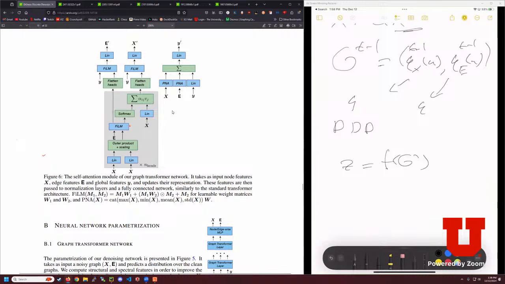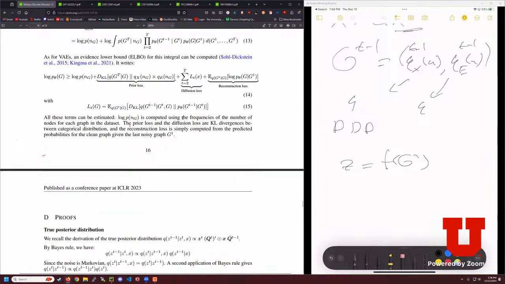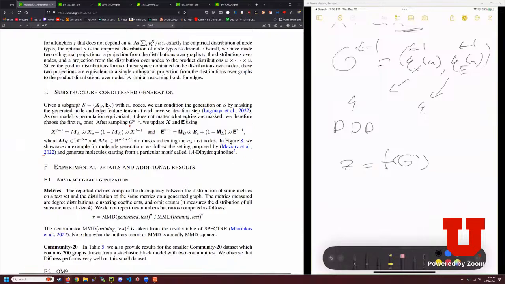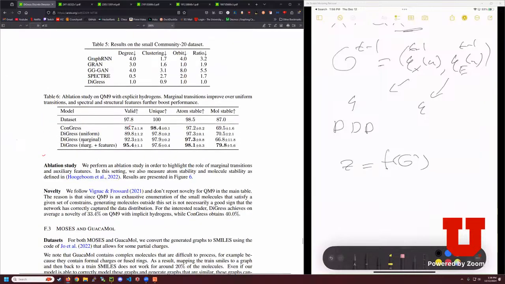Right. And the last thing to show is that using the marginal distribution over the uniform distribution does give a slight increase in performance. And they show that if you include additional features, it can improve a bit more. And this is all compared to DiGress, if you were to use an isotropic Gaussian distribution for your definition of Q.